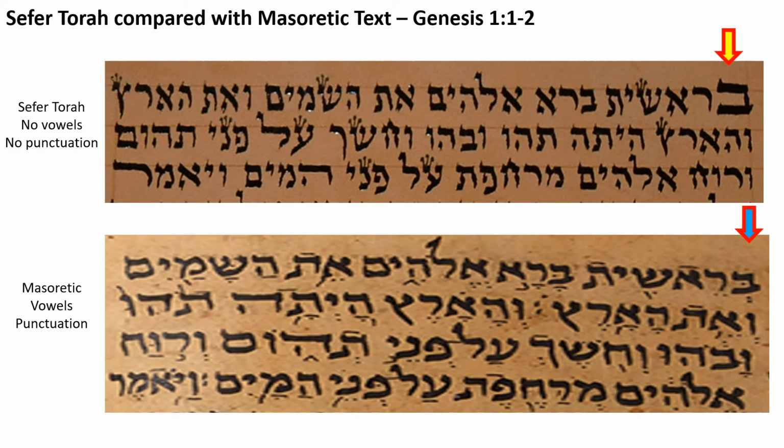So let's take a look here and see what the difference would be between a Torah scroll, a Sefer Torah, and a Masoretic text. On the top part of this page, the part you see with the yellow arrow above it, comes essentially from a Torah scroll. That's the first part of the Torah scroll in Genesis 1, called Bereshith.